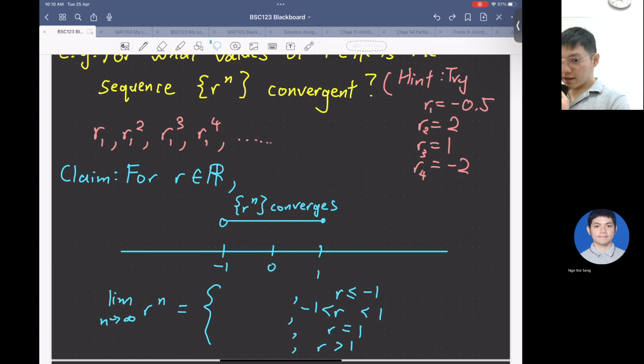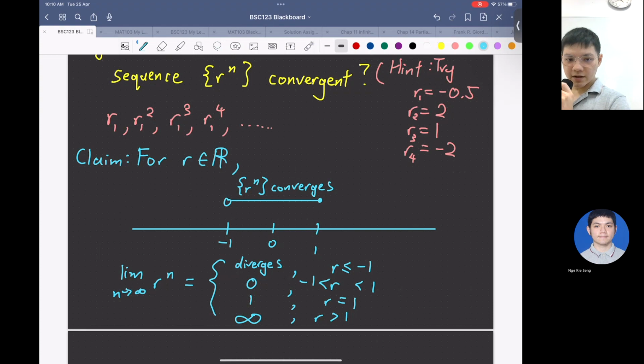Yeah, so what happens is: for r less than -1, it diverges. In between -1 and 1, it converges to 0. When r equals 1, it converges to 1. For r greater than 1, it diverges, but it diverges to infinity, so we put infinity here. So let's prove this claim.